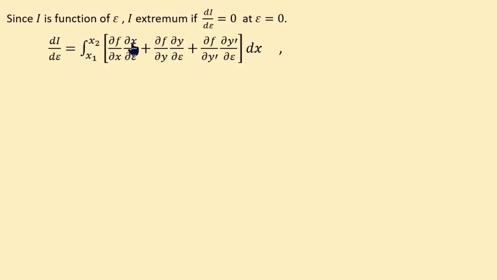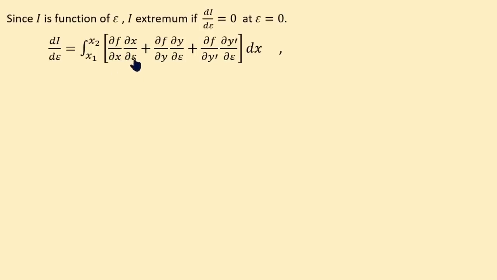∂f/∂x into ∂x/∂ε plus ∂f/∂y into ∂y/∂ε plus ∂f/∂y' into ∂y'/∂ε. So this is the total partial derivative, because f is a function of x, y and y dash, but you are differentiating partially with respect to epsilon. So through x, through y and through y dash you are going to find the partial derivative.